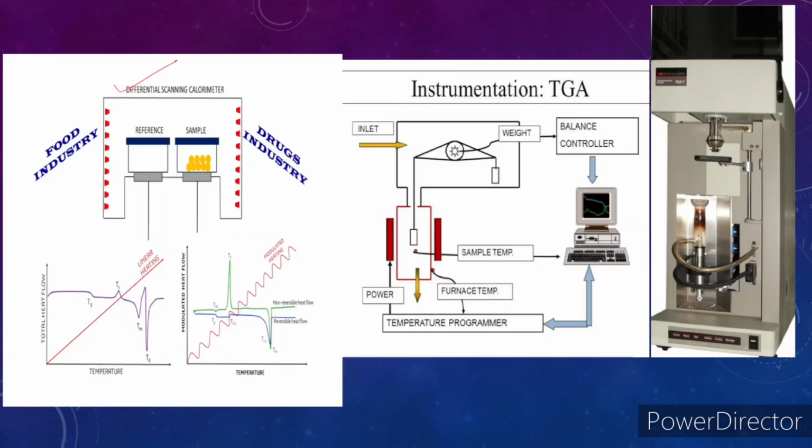Differential scanning calorimetry. It is commonly used in the food industry. For what? To analyze the thermal properties of the food materials. What is the primary function of the differential scanning calorimetry? It is to measure the heat flow into and out of a sample as it undergoes a controlled temperature change. The resulting graph provides various thermal transitions in the food product such as melting, crystallization or denaturation, etc.